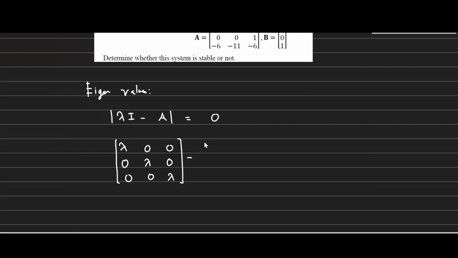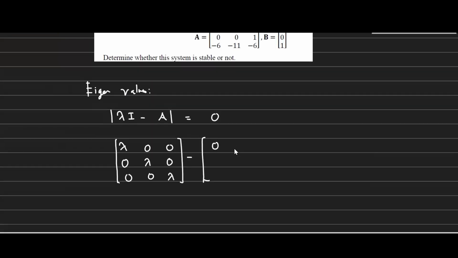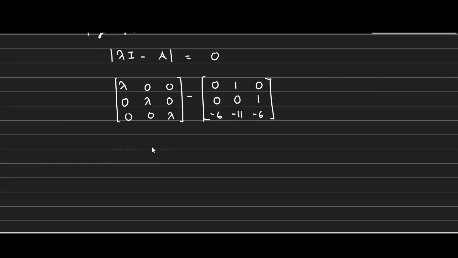Matrix A is given, which is 0, 1, 0, 0, 0, 1, -6, -11, -6. So let's subtract this. Lambda minus 0 is lambda, 0 minus 1 is -1, and then we have 0 there and 0 here. We have lambda, -1, then 6 here, 11 here, and lambda plus 6.